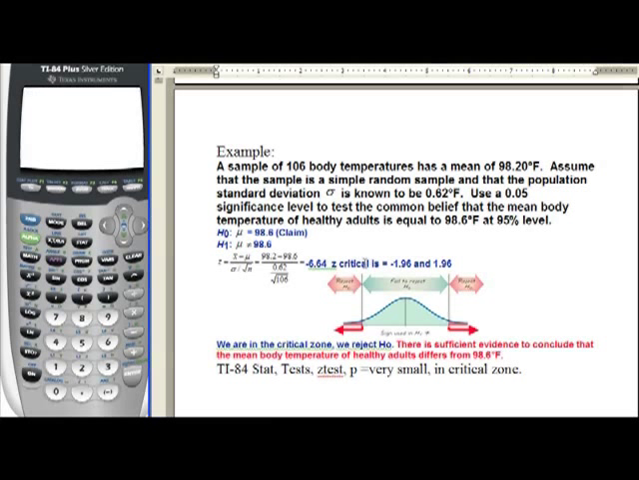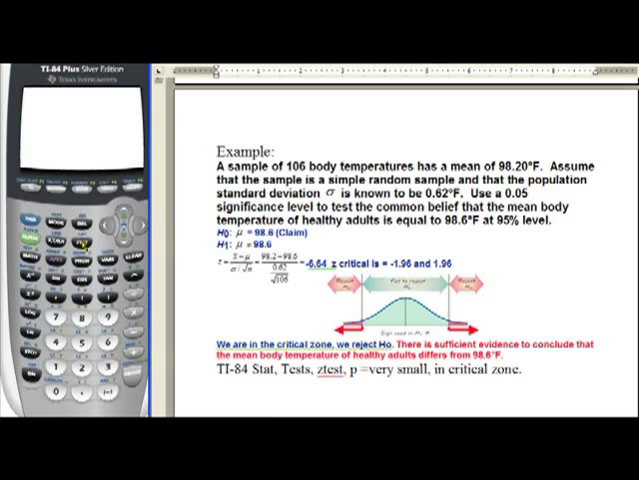And where is your Z critical? This is obtained from the tables or inverse norm from your calculator. It's negative 1.96 or positive 1.96. And since I'm in negative 6, I'm around here. That means I am in the critical zone. We reject H null. Let's do the same problem using the calculator.